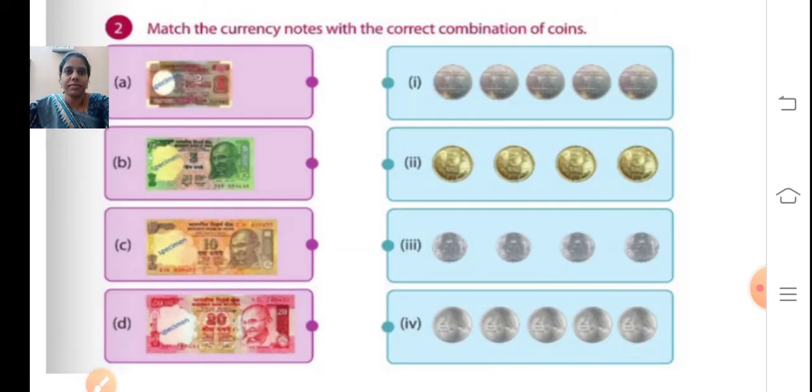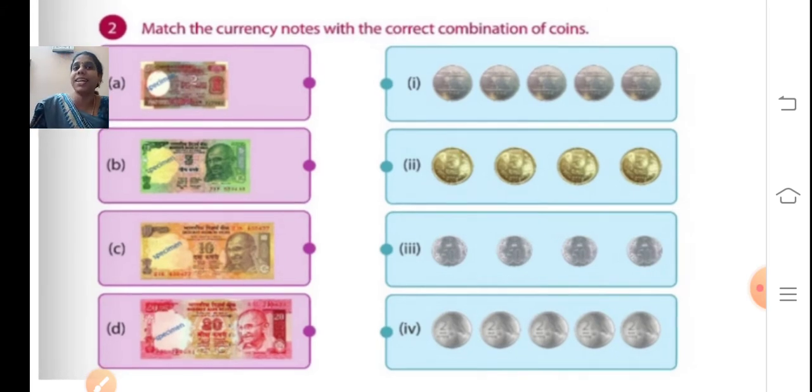Next one. Same thing. Match the currency notes with the correct combination of coins. See, on the left hand side you have currency notes, and match with the correct combination of coins. Same like this. The first one you have is the 2 rupee note. Second one 5 rupees, 10 rupees, 20 rupees. We are going to match this. That's easy, right? Just see the first one. 2 rupee. How will you get 2 rupee? Yes. You're going to add 50 paise.